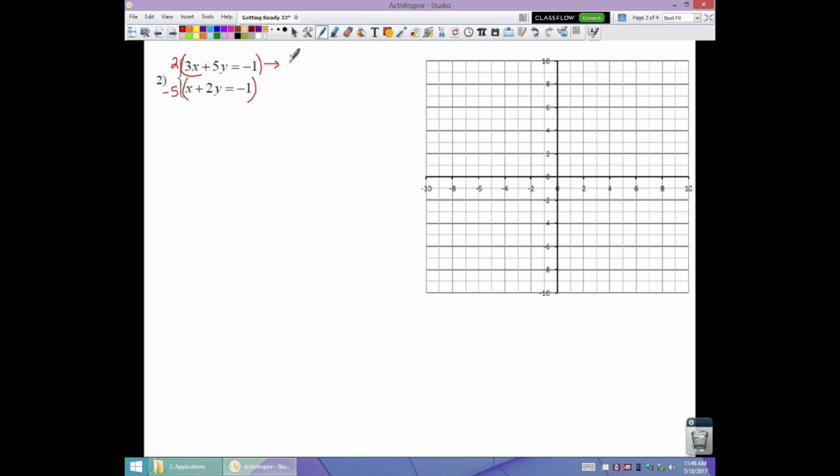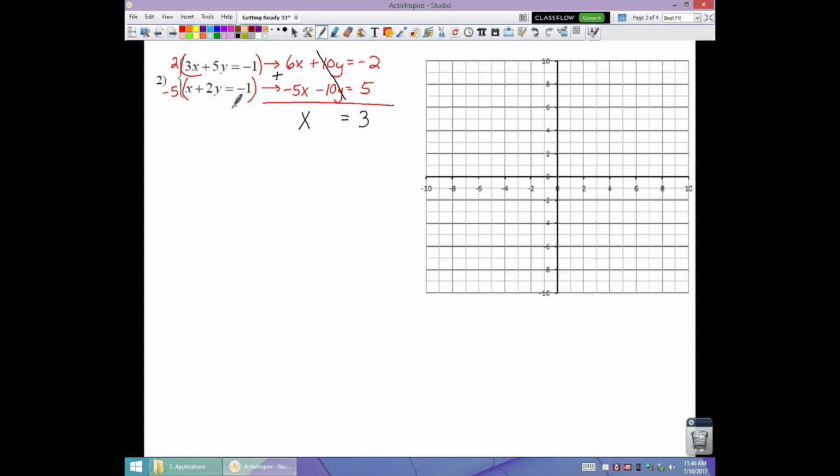So that top equation turns into 6x plus 10y equals -2. And the bottom one becomes -5x minus 10y equals +5. And those will be the two equations that I add. 6x and -5x makes 1x. 10y and -10y were eliminated, equal to -2 plus 5 is 3. And just lucky for me, I don't even have to solve anything. I have one of my variables, x is 3.